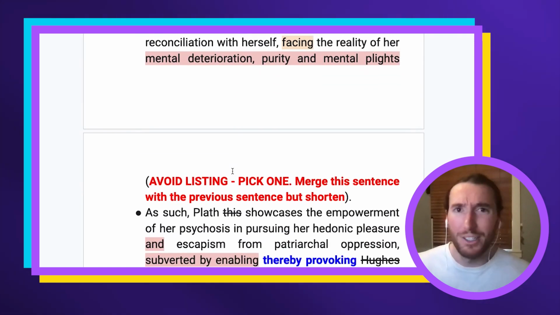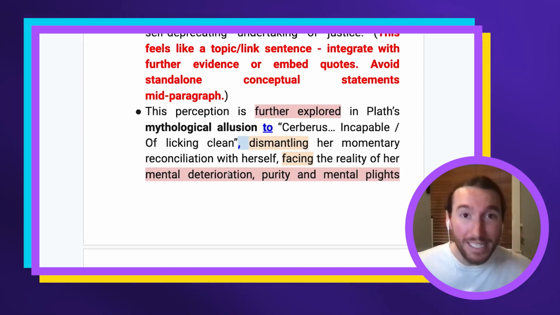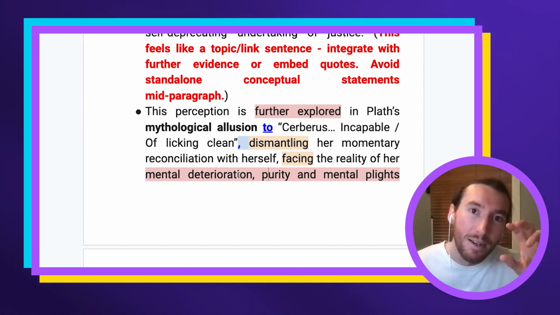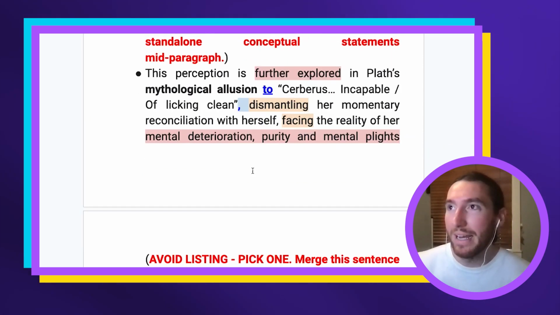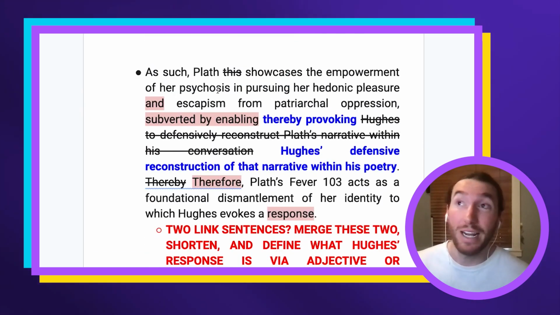And I don't mean to come off harsh or overly critical. I'm trying to be as specific as I can with my feedback here so that you can really see all of the pieces here that go into having a more sophisticated response, all of the tweaks you can make. "Plath showcases the empowerment of her psychosis in pursuing her hedonic pleasure and escapism from patriarchal oppression, subverted by enabling, thereby provoking." Oh my goodness. It's impossible to follow that. And that is an example of just being too wordy, just being too excessive with it.